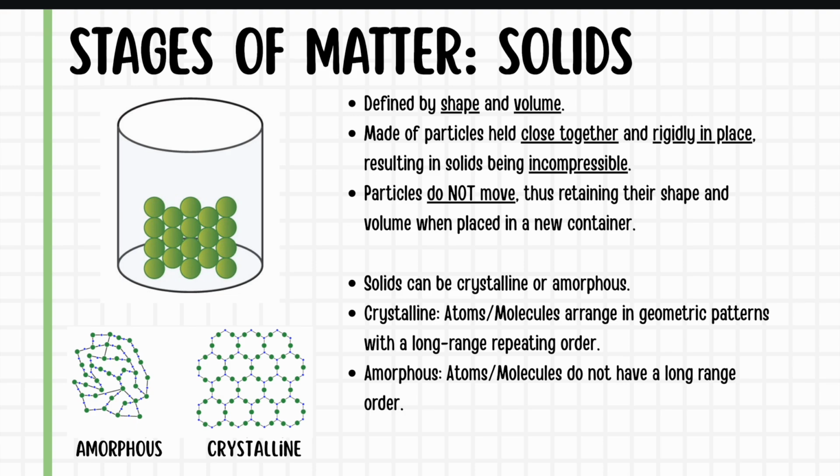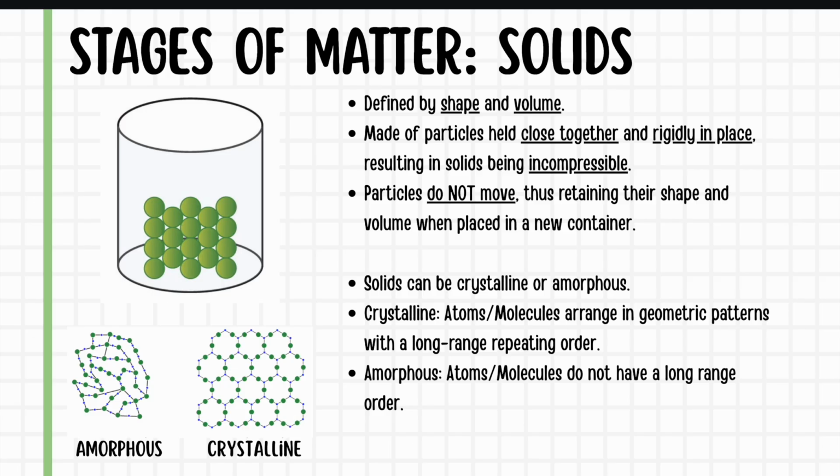So because the particles in solids, as you can see in the image to the left, are so rigidly packed together and so in place, their shape and volume will always be the same, right? And this makes them incompressible because their particles are not moving. There are two types of solids that we need to know. There are crystalline and amorphous.